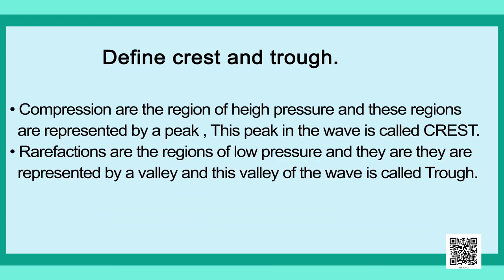My next question, define crest and trough. Compressions are the regions of high pressure, and these regions of high pressure are represented by a peak. This peak in the wave is called a crest, whereas rarefactions are the regions of low pressure and they are represented by a valley, and this valley of the wave is called a trough.